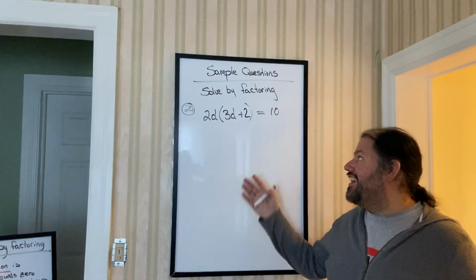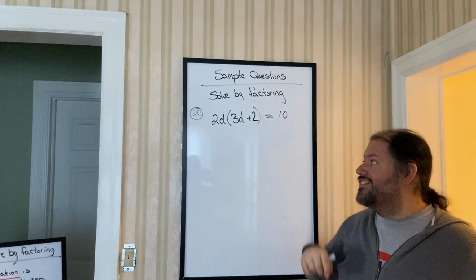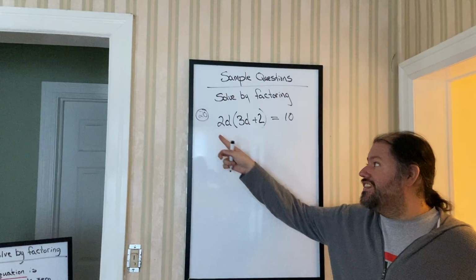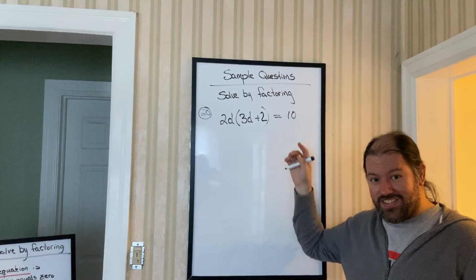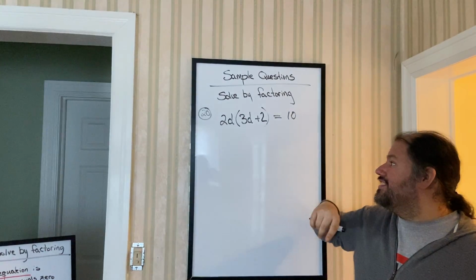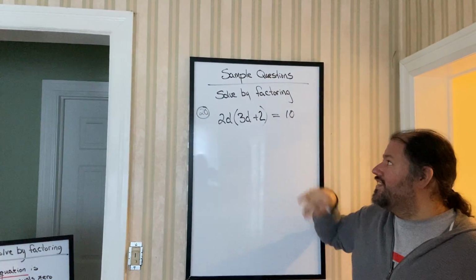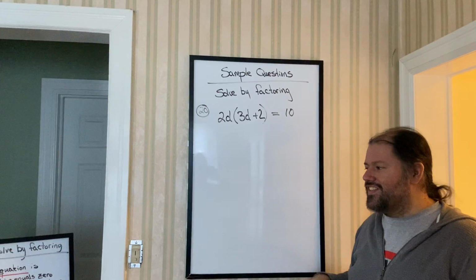So I said you're going to have 5 of these on the test. Here we go, this is our 5th one. This is the last one that I have to give you. This one's going to be the hardest, but it looks like we're up to the challenge. So what we're going to do here is remember, there's 4 steps to solve by factoring.